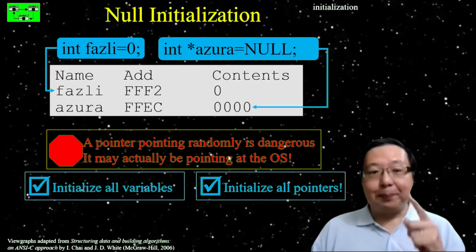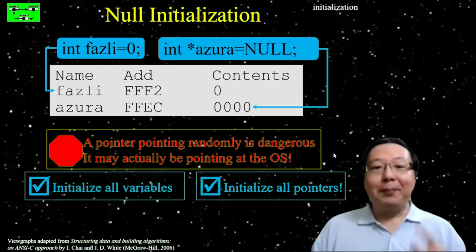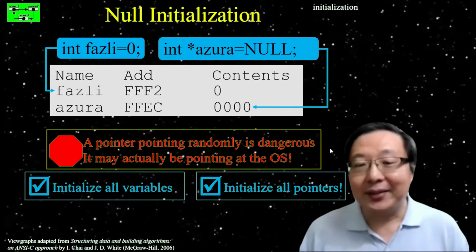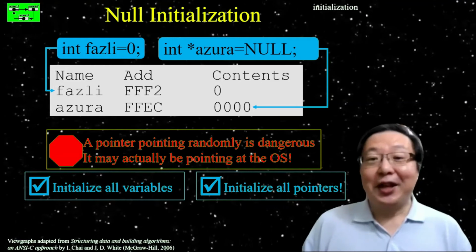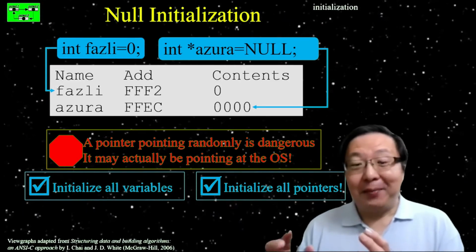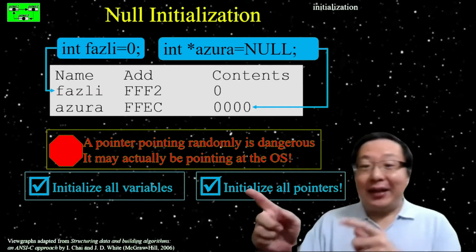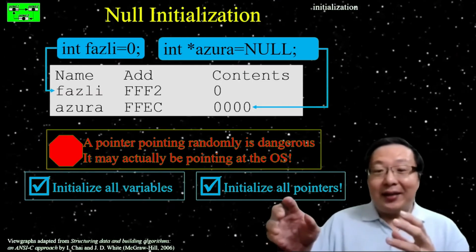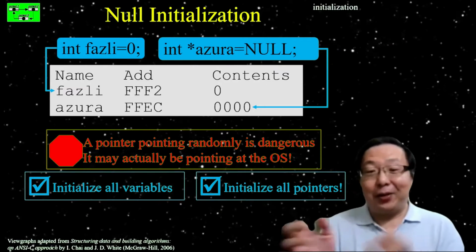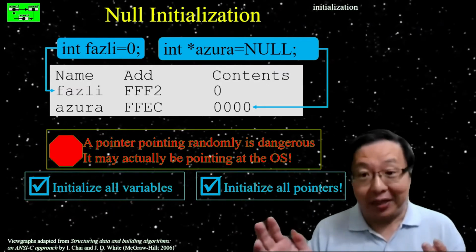Now remember, especially for pointers, a pointer pointing randomly is dangerous. It may actually be pointing at your OS. In the old days, you could actually mess up your computer because it could be pointing somewhere in your operating system, and then you go and mess up your operating system. Your computer crashes, or the whole computer, you get blue screen of death.